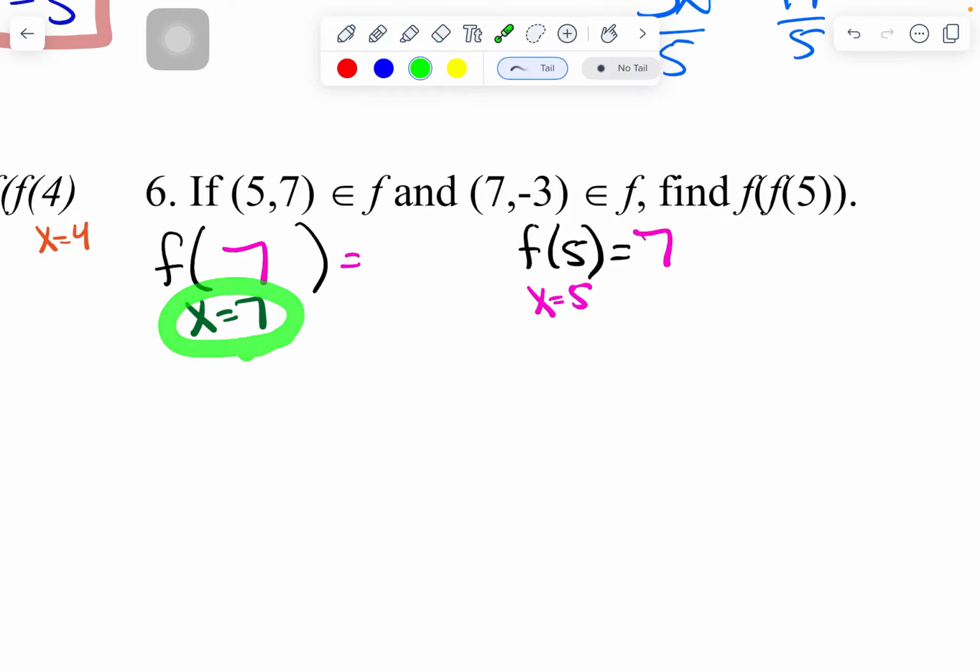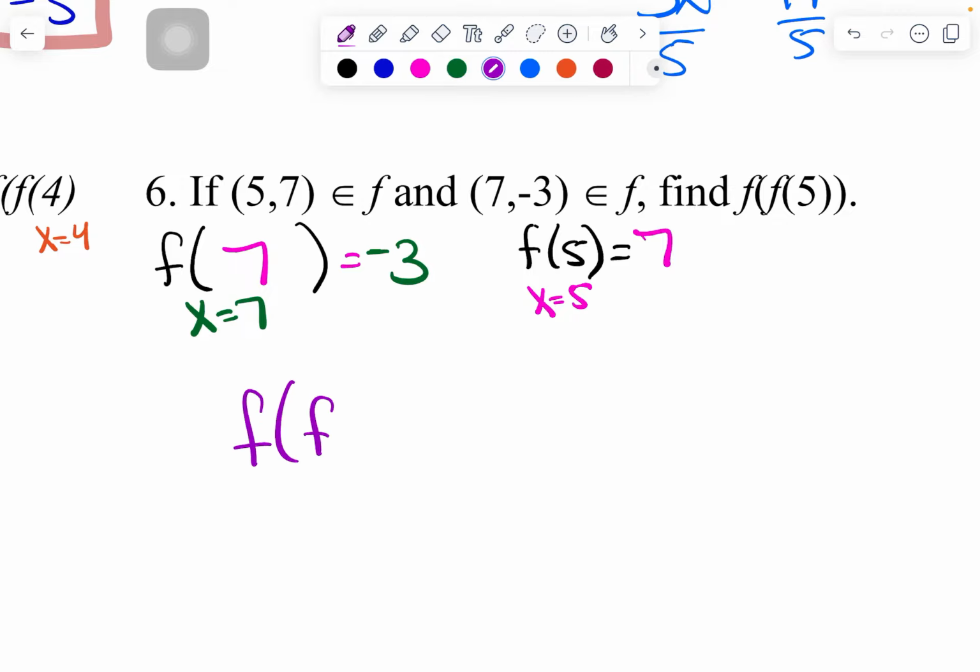When x is equal to 7, here's x equals 7. My function is equal to -3. So this is -3. And that's your final answer then. So f of f of 5 is equal to -3. That is the final answer after you've done both of the functions.